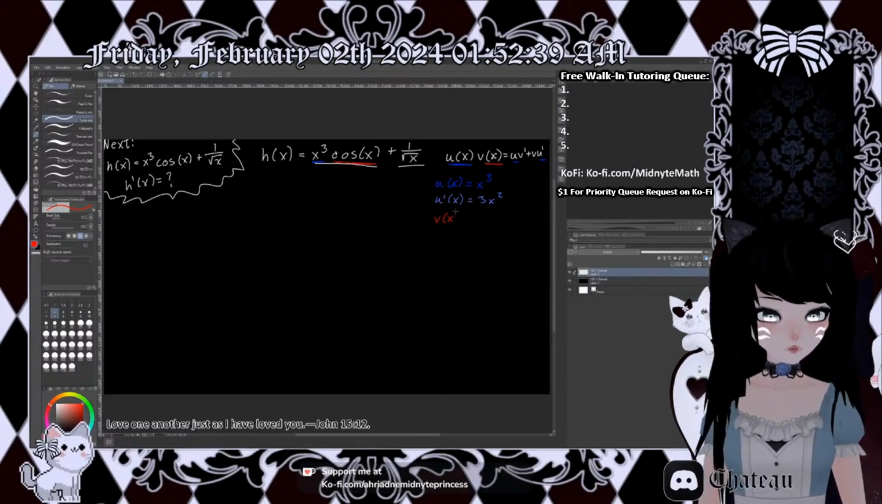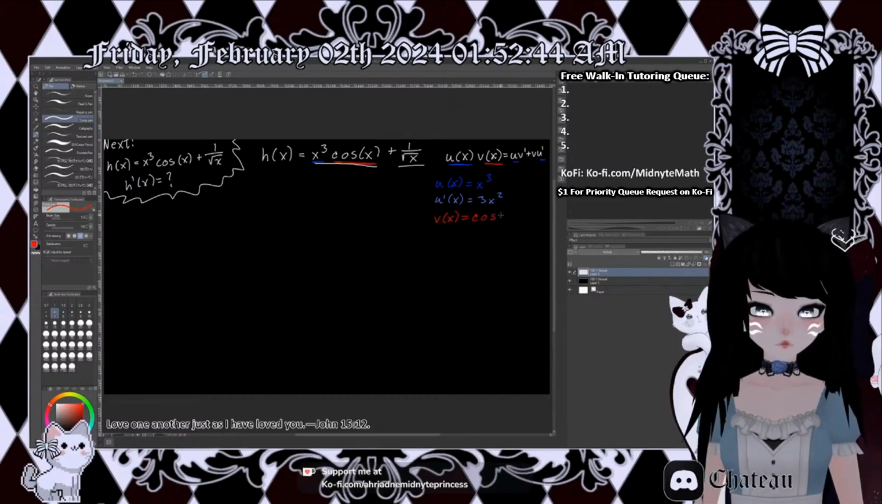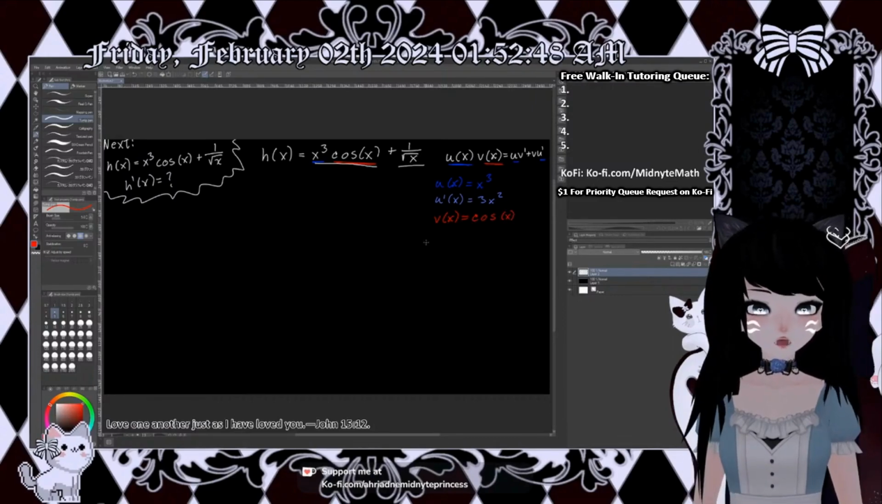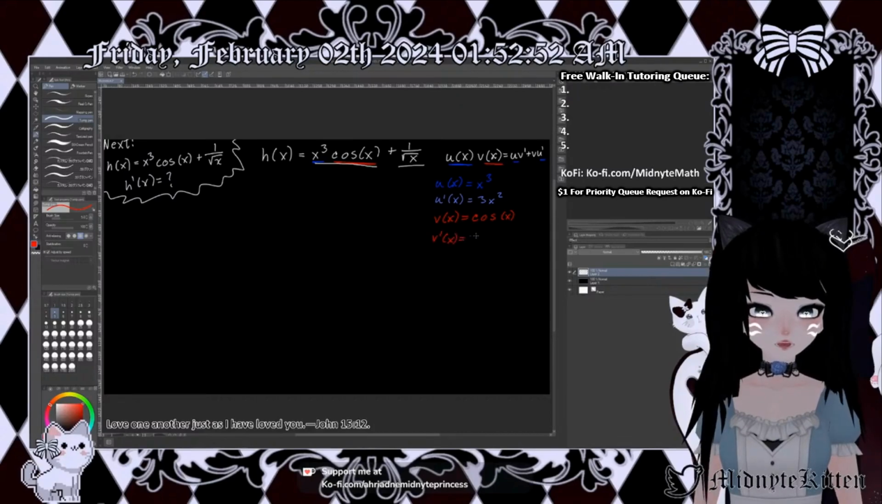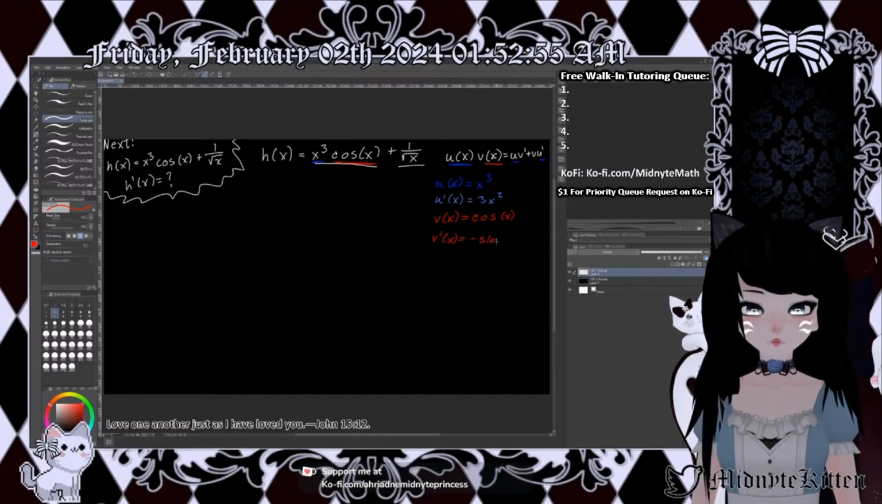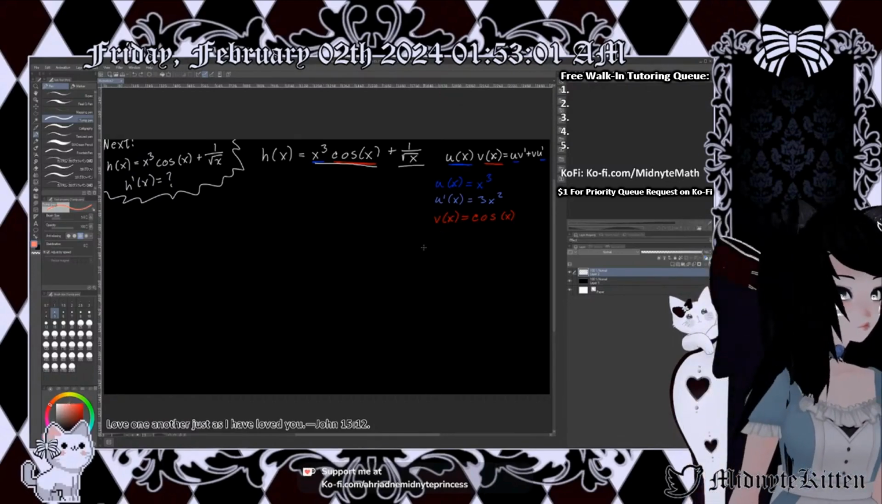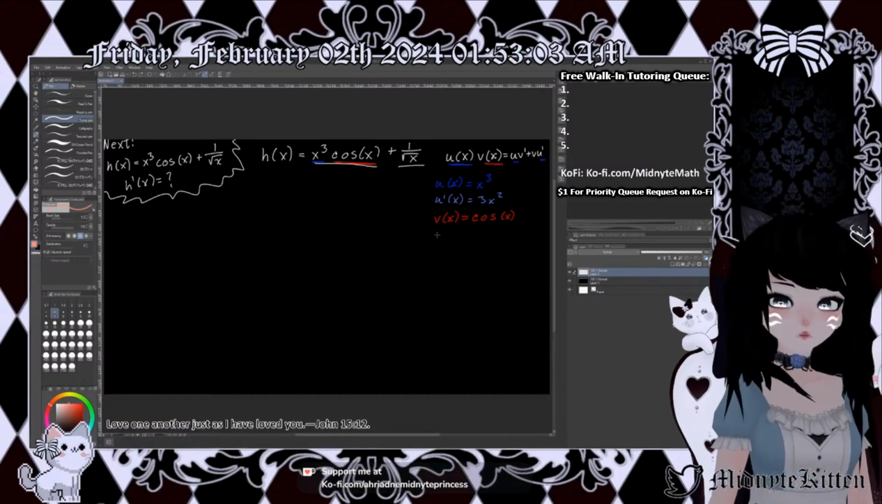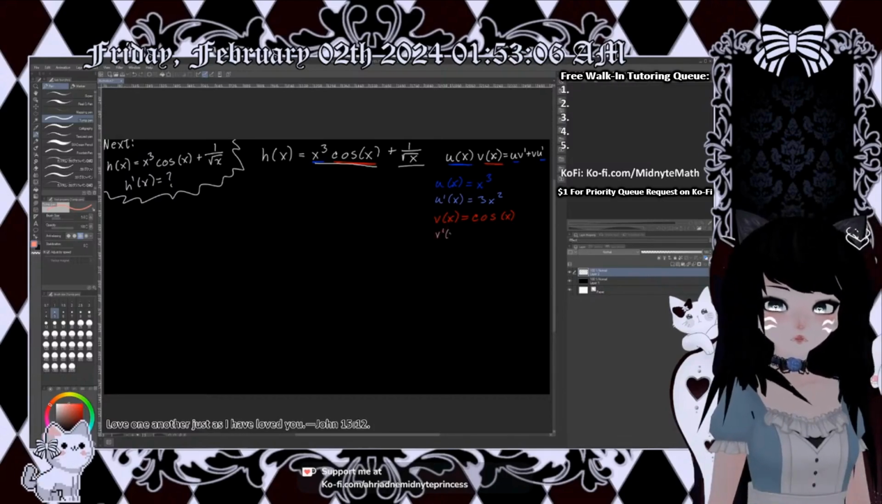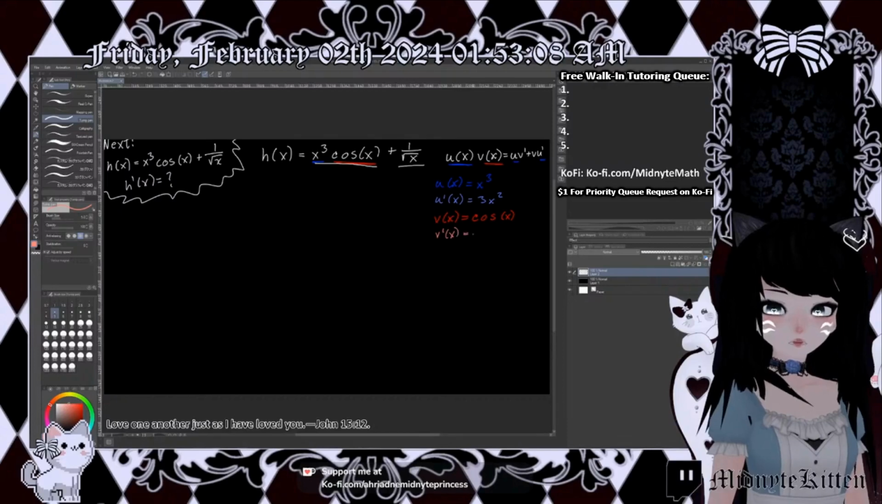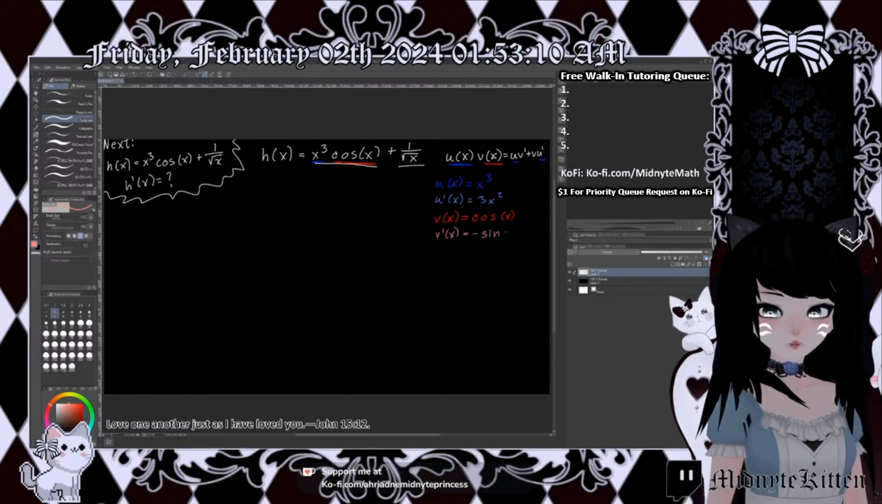V of x is equal to cosine x. And the derivative of cosine is negative sine, oops, I forgot to do it in a lighter color. The derivative of cosine x is negative sine x.